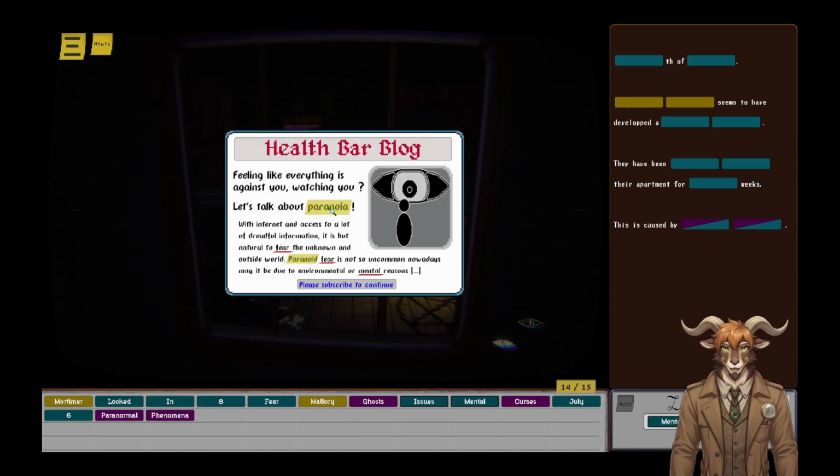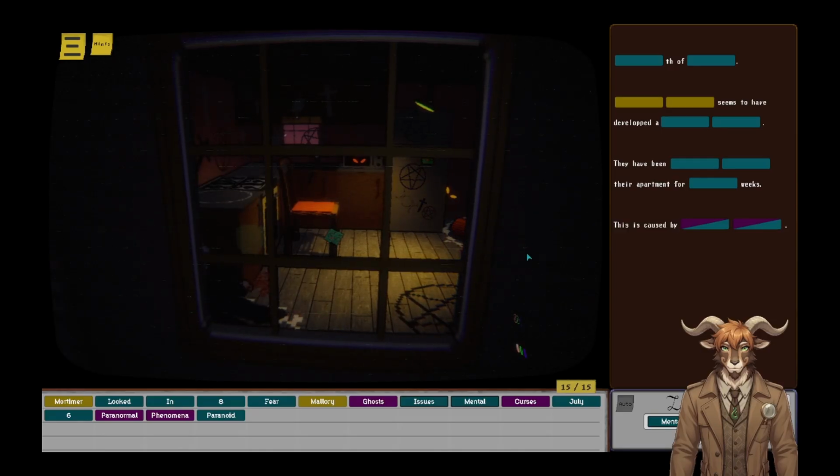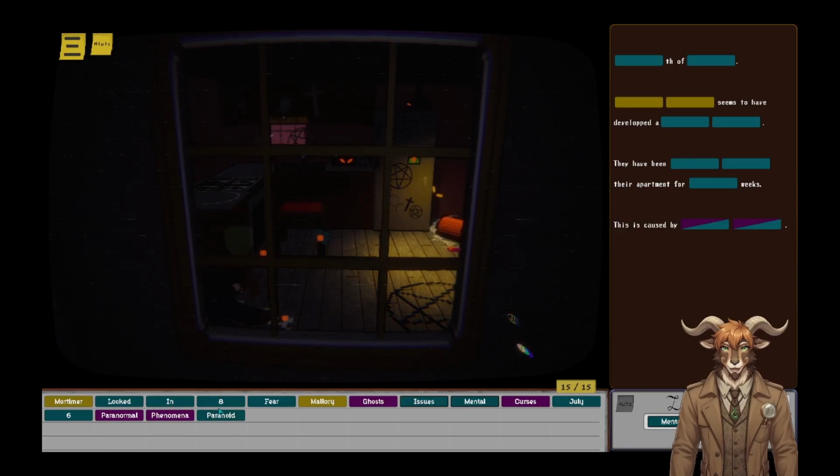Let's talk about paranoia. The internet and access to a lot of dreadful information. It is but natural to fear the unknown in the outside world. Paranoid fear is not so uncommon nowadays. It may be due to environmental and mental reasons. You guys suffer from paranoia?